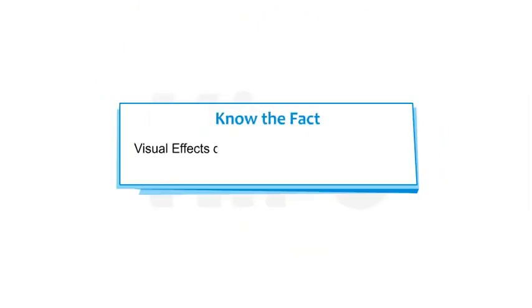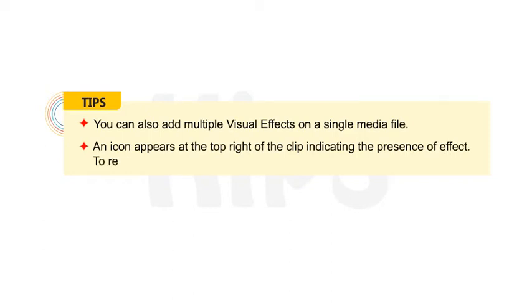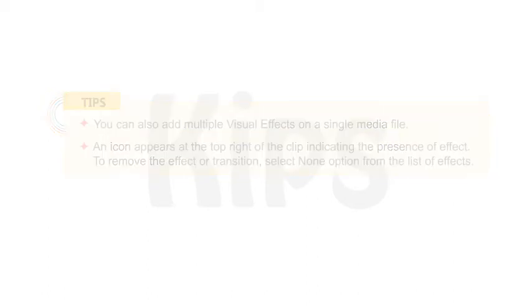Students know that visual effects can only be applied to the objects, not on the title. Students, now let me share some tips. You can also add multiple visual effects on a single media file. An icon appears at the top right of the clip indicating the presence of effect. To remove the effect or transition, select None option from the list of effects.